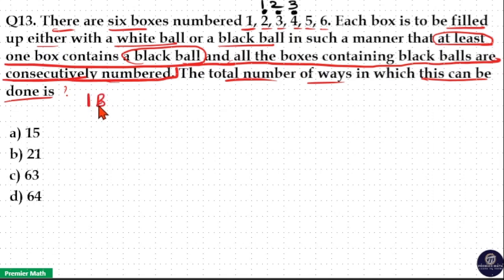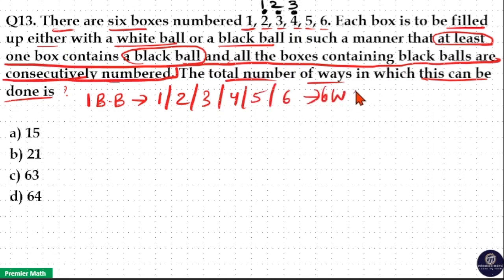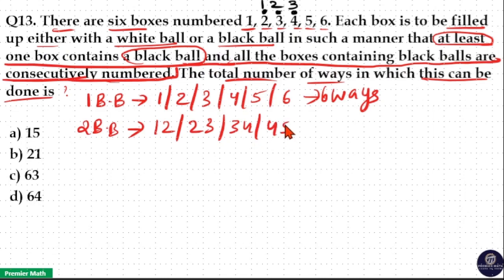If it is only about 1 black ball, that is, if I have only 1 black ball, then I can place this 1 black ball in either of the 6 boxes. That is, either in the first box or in the second box or in the third box or in the fourth box or in the fifth box or in the sixth box. So, total 6 ways. Now, if it is about 2 black balls, then I can place them in first and second position, second and third position, third and fourth position, or fourth and fifth position, or fifth and sixth position.